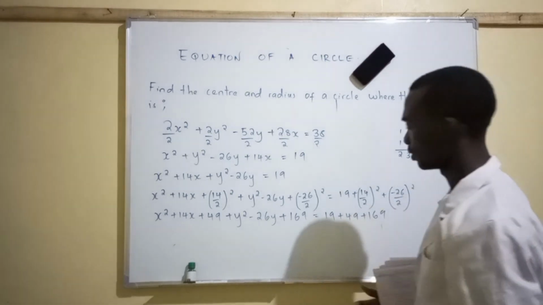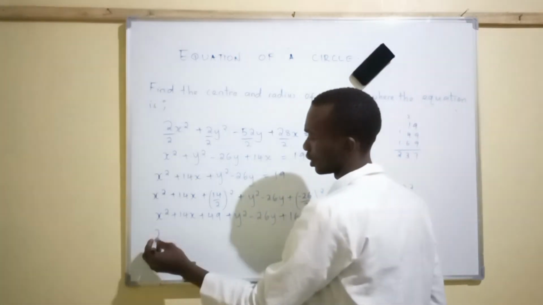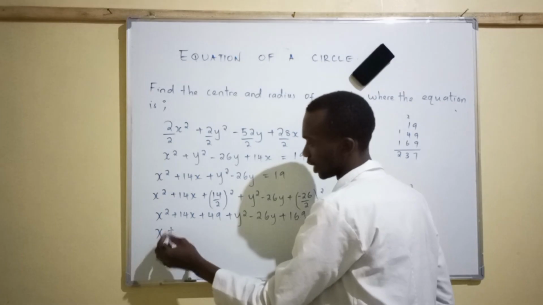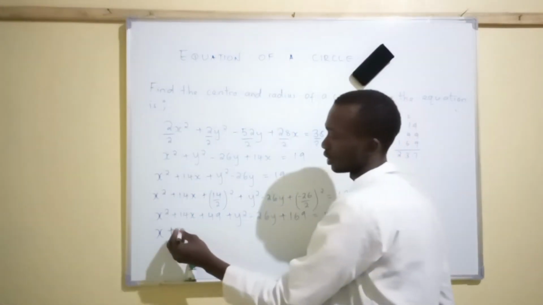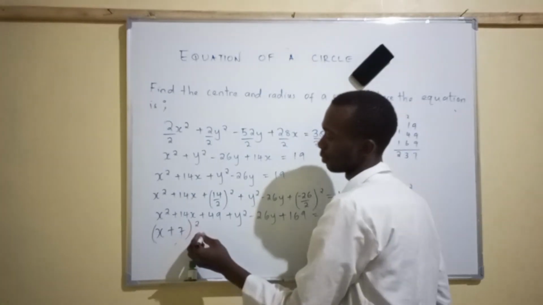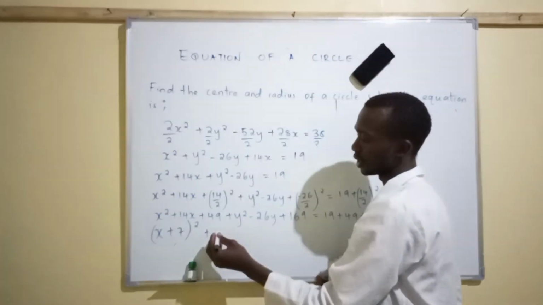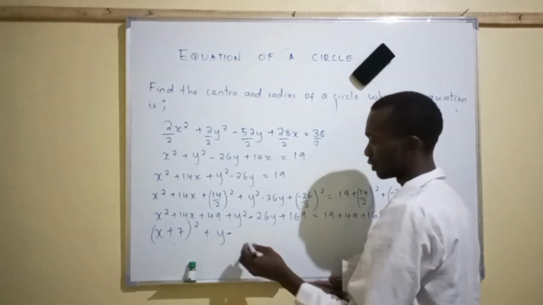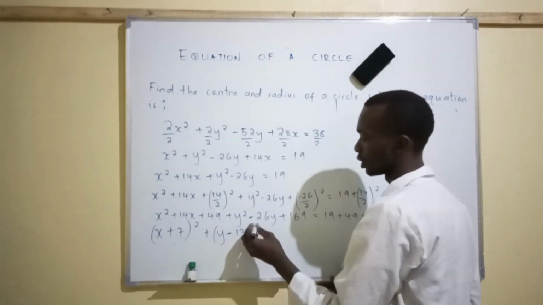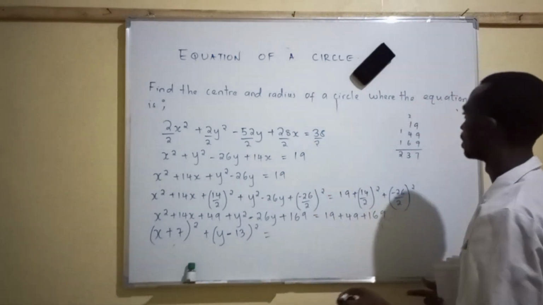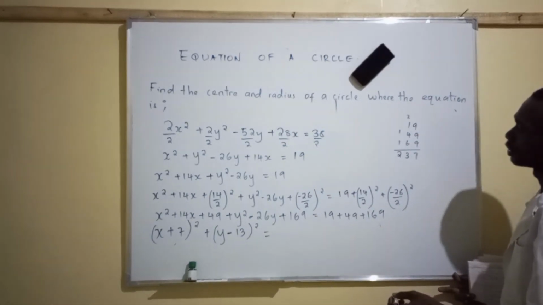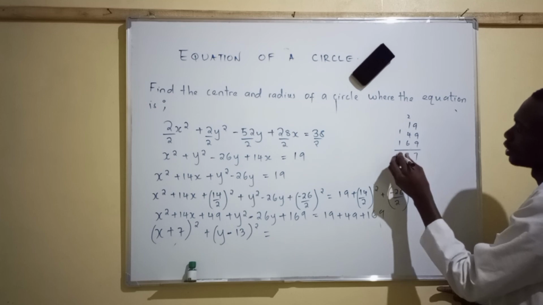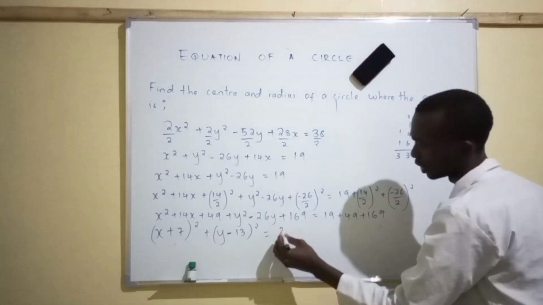So we have (x + 7)², the square root of x² is x, plus, the sign after x is plus, then the square root of 49 is 7, the bracket squared, plus (y - 13)², the square root of y² is y, minus, the sign after y² is minus, then the square root of 169 is 13, squared is equivalent to 237. Sorry, it should give us 237.